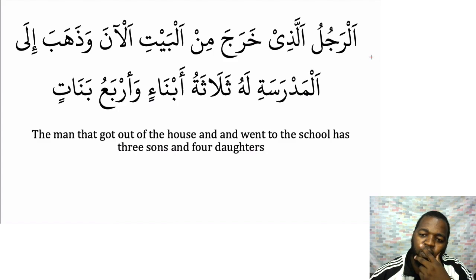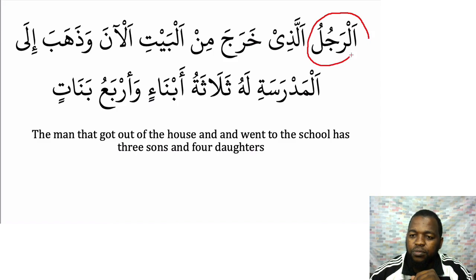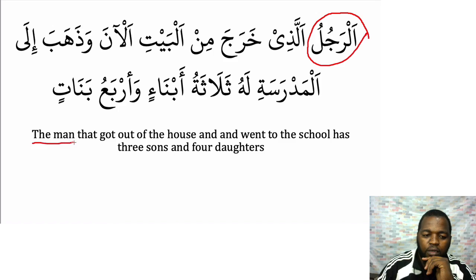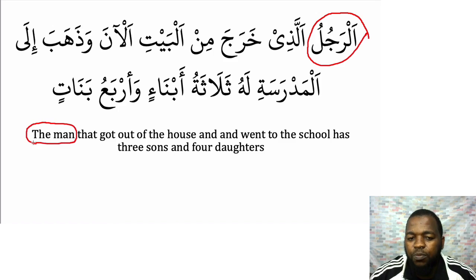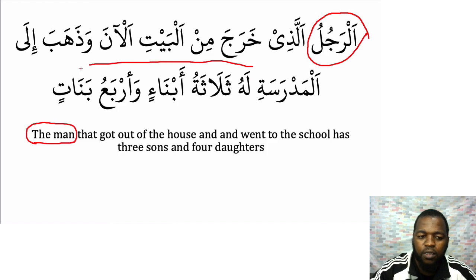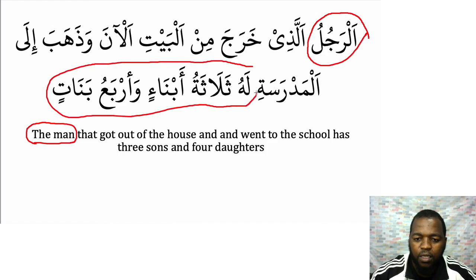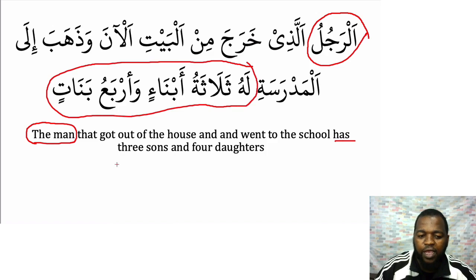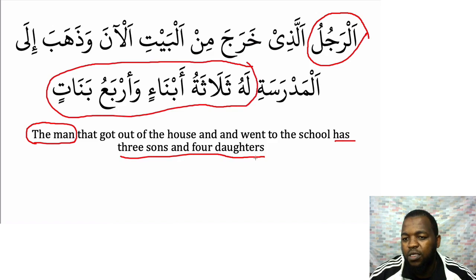In a nominal sentence, we have to identify the subject and the predicate. So where is the subject? Arajulu, the man. This is the subject. What is the predicate? Let me look for it. Lahu thalathatu abna'in wa arba'atu banatin. So it's this: has 3 sons and 4 daughters. Ar-rajulu lahu thalathatu abna'in wa arba'u banatin.